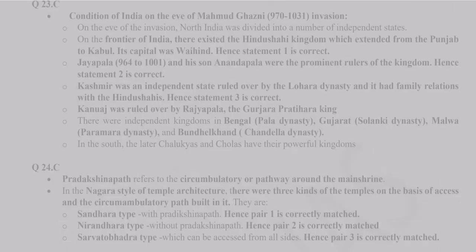Q23. c. Condition of India on the eve of Mahmud Ghazni's invasion, 970-1031. On the eve of the invasion, North India was divided into a number of independent states. On the frontier of India, there existed the Hindu Shahi kingdom, which extended from the Punjab to Kabul. Its capital was Hind. Hence statement 1 is correct. Jayapala, 964 to 1001, and his son Anandapala were the prominent rulers of the kingdom.